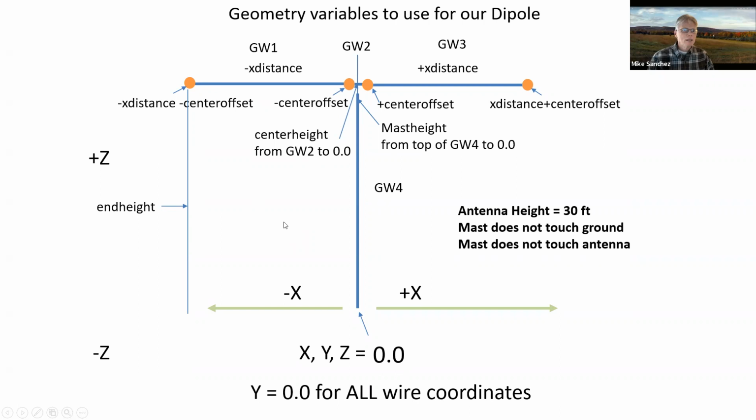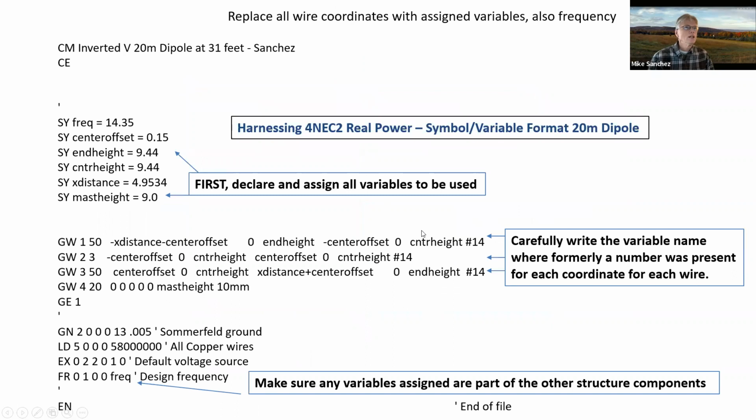Okay, XYZ is 0 down here, minus x, plus x. And this 30 feet is wrong, it's actually 31 feet. Okay, so now let's re-look at our model and rederive the entire model in terms of the variables that we assign.